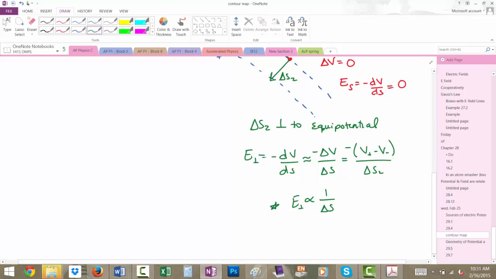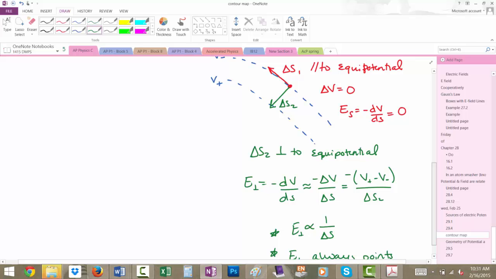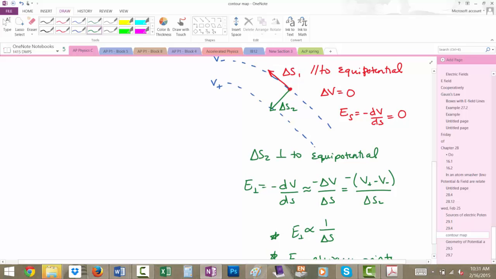And the last little piece of that that's important to know, okay, is that the direction of E always points what we call downhill, or toward the lower potential. Delta is pointed from V plus to V minus. It does. But the direction, because of this negative sign, the actual electric field line points the other way. Yes. Does that make sense?